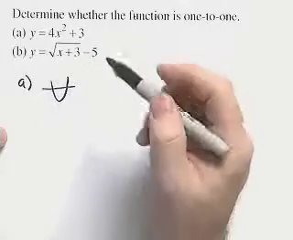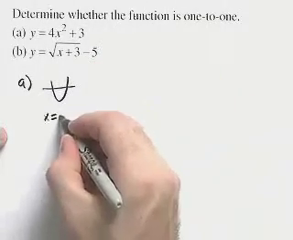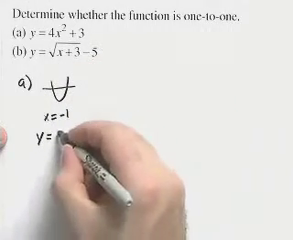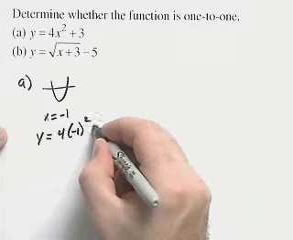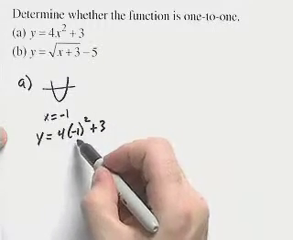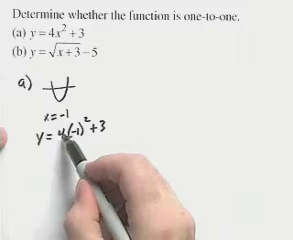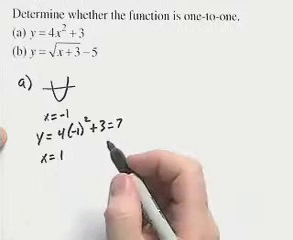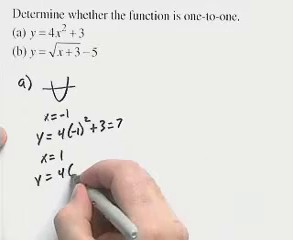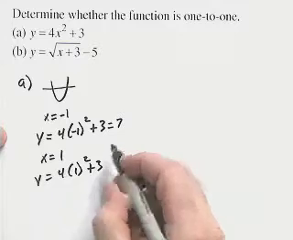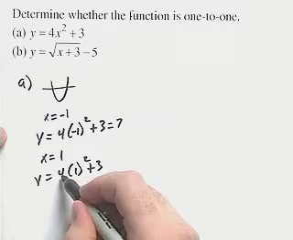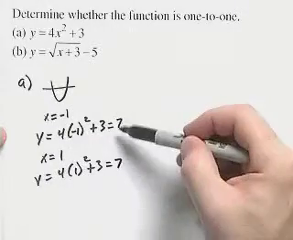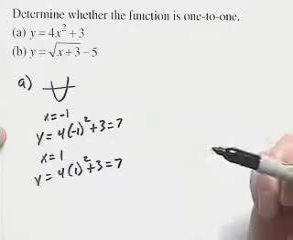We could also see by using some values, we might try x is equal to -1, and evaluate the function and see what we get. If we put in -1, we get 4 times -1 squared plus 3. -1 squared is 1 times 4, so we get 4 plus 3, which is 7. If we let x equal +1, we get y is equal to 4 times 1 squared plus 3. 1 squared is 1 times 4, so we get 4 plus 3 is also equal to 7. So we see that two different x values give us the same y value, and the function is not one-to-one.